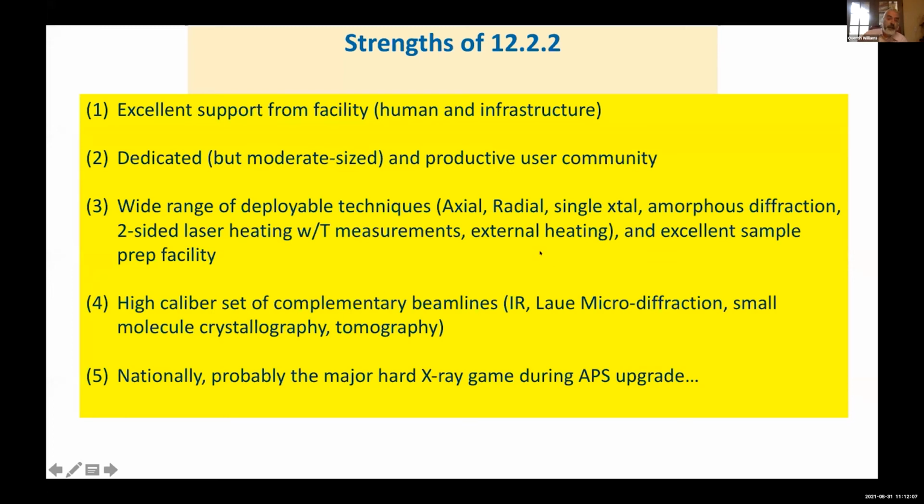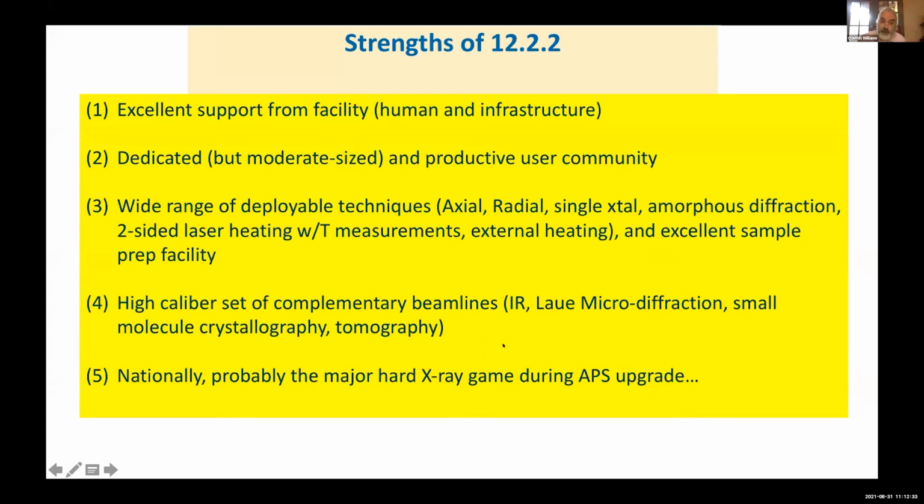and really excellent sample prep. Another advantage of our facility is that we have a really high caliber set of complementary beamlines, which can be scheduled in tandem with high pressure usage of 12.2.2, which include infrared beamlines, micro diffraction primarily for quench samples, small molecule crystallography, and tomography, which could also be deployed for quench samples.